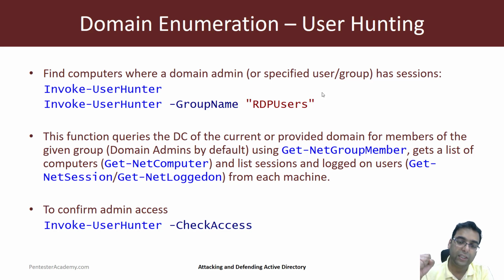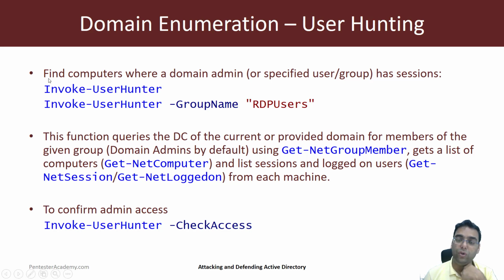So Invoke-UserHunter is a function. When we run it as a user, it looks for a session of a domain admin on all the machines in the domain and checks if we have local admin access on any of such machines. We can also use it to target a specific user or group. If we are not after the domain admin, which sometimes makes sense because domain admin is generally a heavily monitored group, we can specify any other user or group.